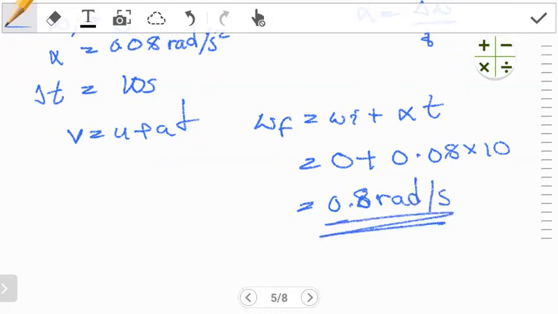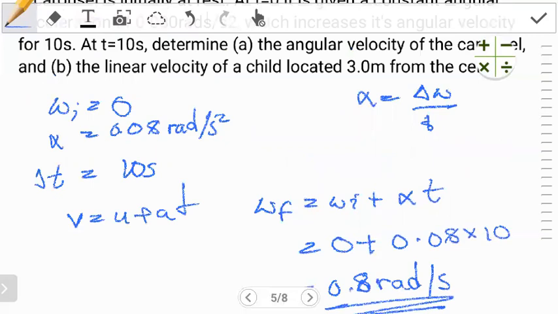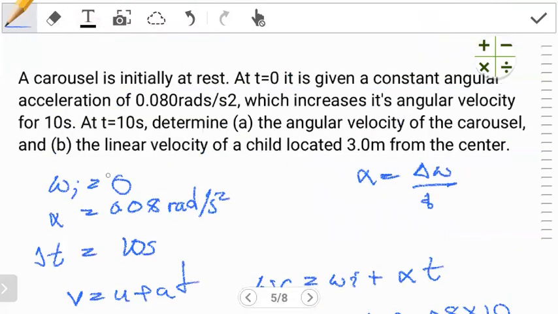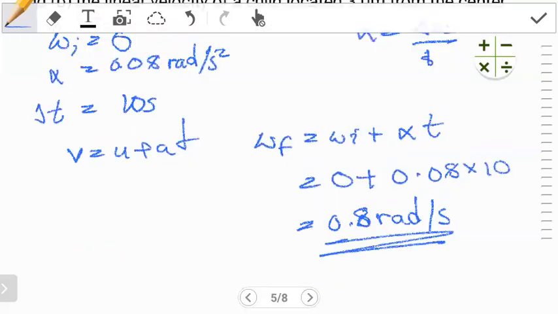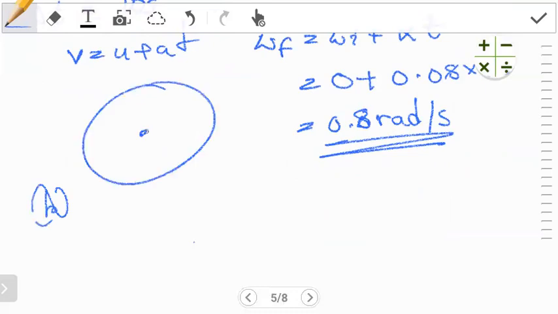Then we look at the next one. What they're saying is we have a child who is seated somewhere on this carousel. This child is at a distance from the center of the carousel, and what they want us to find is his linear velocity. So for P, we have something like this. The child is at a distance r, let's say given as 3 meters. They want us to find his tangential velocity, having found his angular velocity.